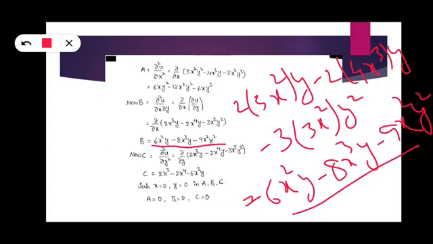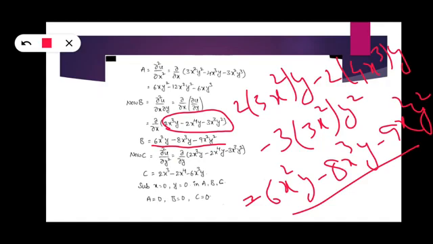Now we have to calculate the c value, that is nothing but del square u by del y square. Here we already have del u by del y, that is 2x cube y minus 2x power 4 y minus 3x cube y square. We write here del by del y of 2x cube y minus 2x power 4 y minus 3x cube y square.